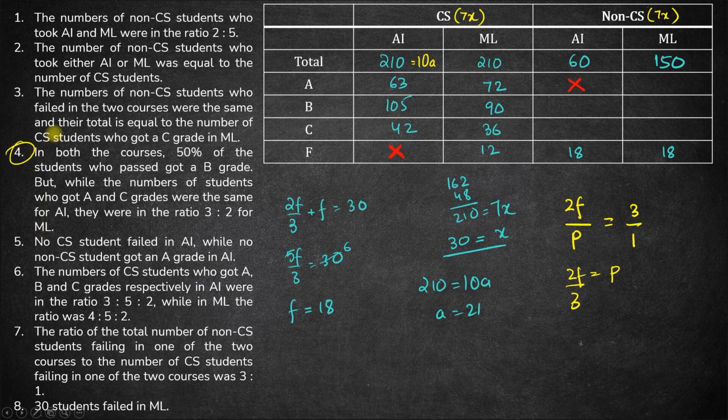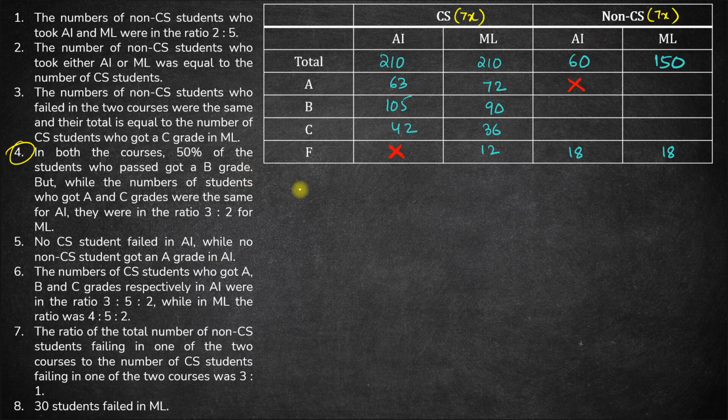Now let's come back to this point. What is this point? This point says in both these courses 50% of the students who passed got a B grade. Okay. So in AI as well as in ML, the number of students getting B grade is 50% of the total passing. So total how many students are then in AI? 210 CS students plus 60 non-CS students. So 270 students are there in AI.